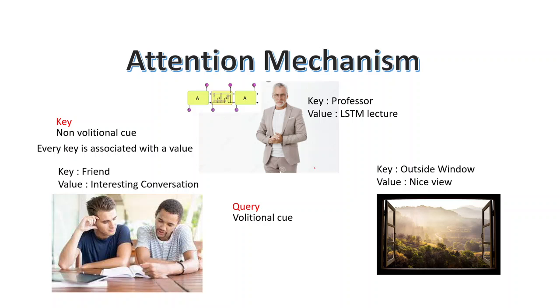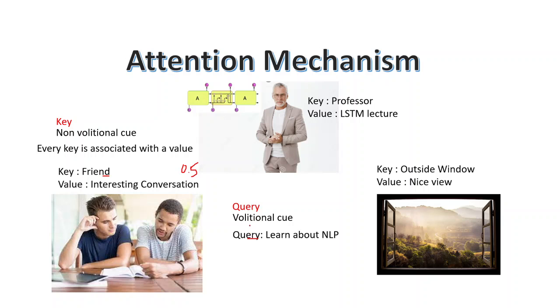So now the volitional cue will interact with all the non-volitional cues, or the keys, in the environment, and it will assign a weight to the value that the key is offering. Now your volitional cue in this case is to learn about NLP. Now you associate this query with this key, friend. Whereas your friend has something very interesting to tell you, it has got nothing to do with NLP. So you assign a weight of say 0.5 to that.